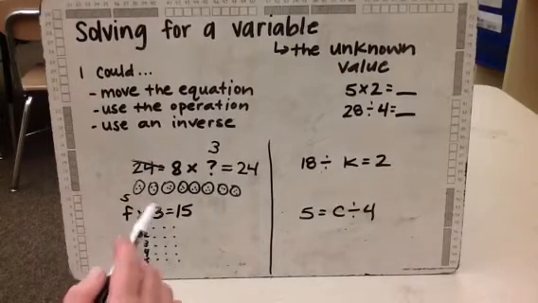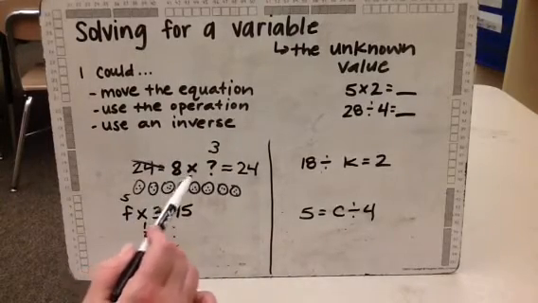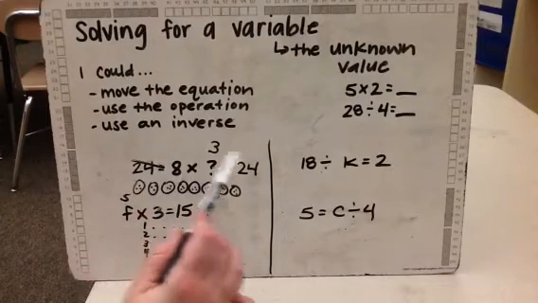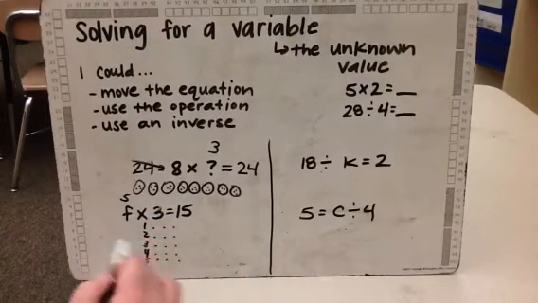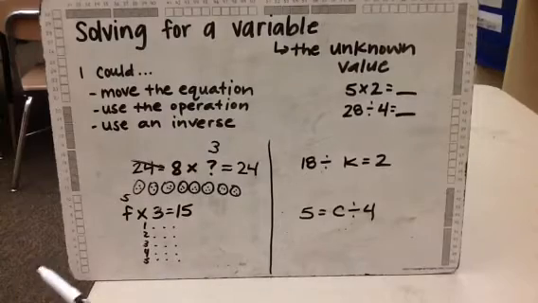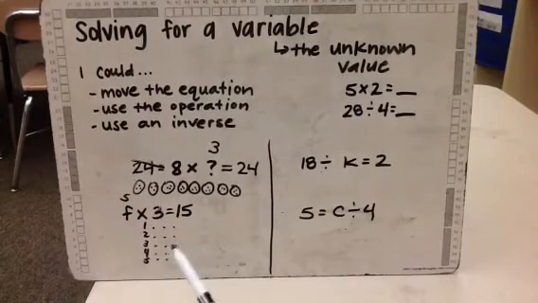Now, you'll notice that here I both times use the operation given. Here I did move around my equation, whereas here I did not. That looks like the multiplication I'm used to. Let me show you what it might look like if you used an inverse.